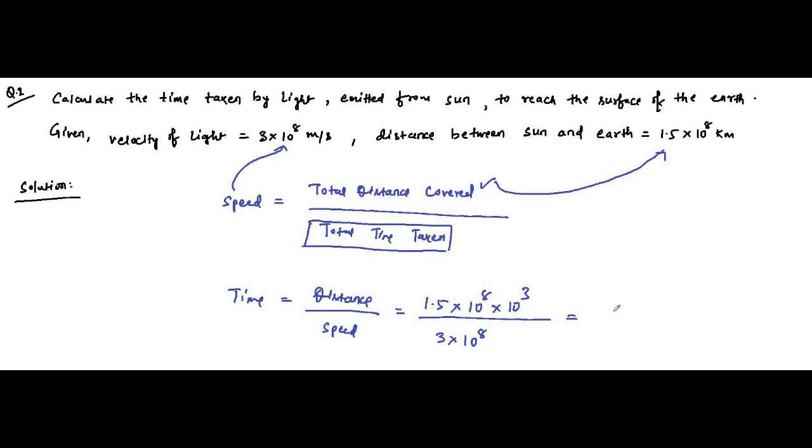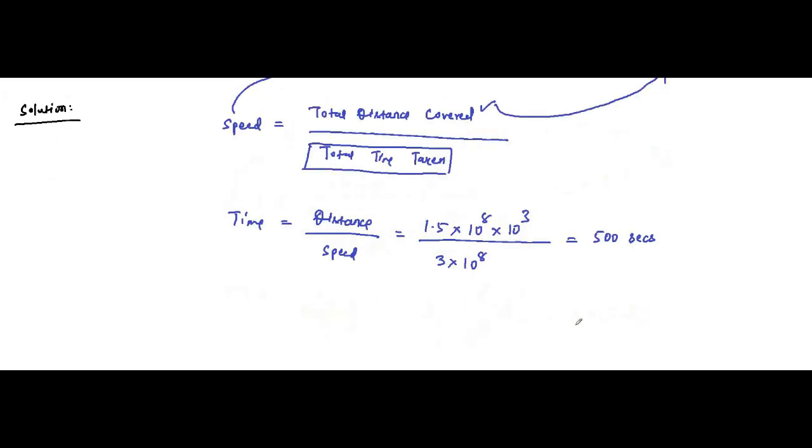Okay, 1.5 into 10 to the power 11 divided by 3 into 10 to the power 8. So it is coming around 500 seconds. If we want to calculate it in terms of minutes, it will be 500 divided by 60, because 1 minute is equal to 60 seconds. So it will be somewhere around 8.33 minutes.